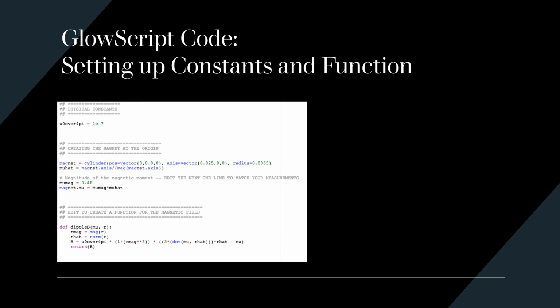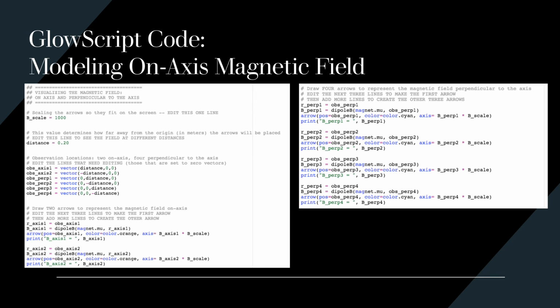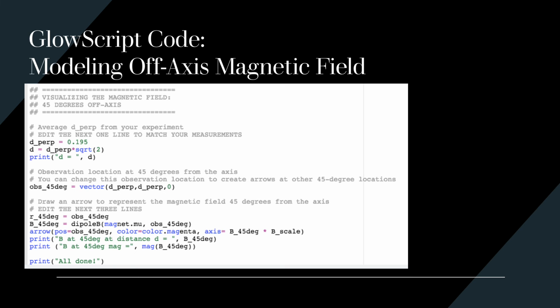In the first part of my code, I set up all of my constants and then wrote a function to find magnetic field. Then I modeled 2 on-axis observation locations and 4 perpendicular locations and made arrows for each of those. Finally, I calculated the 45-degree angle off-axis magnetic field at that spot and printed my results.